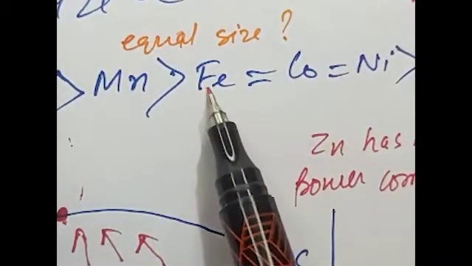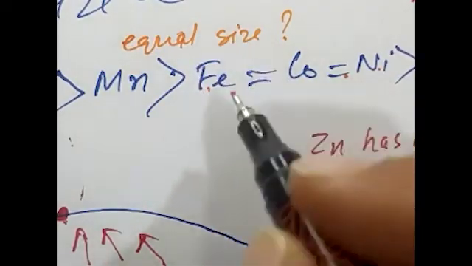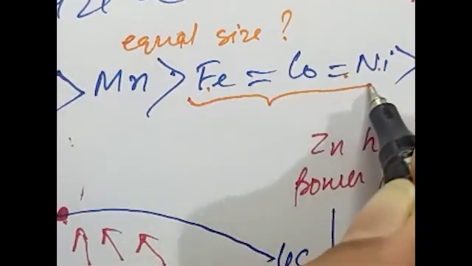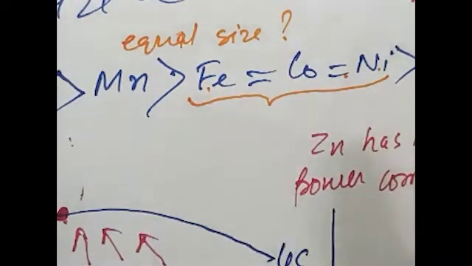So why are iron, cobalt, and nickel equal in size? Because they have the same shielding power. Numerically, we could find their shielding power, but for our course, for our syllabus, we need not find it. It was in class 11, so I think most of you could do it in class 11. Now we do not need it anymore.